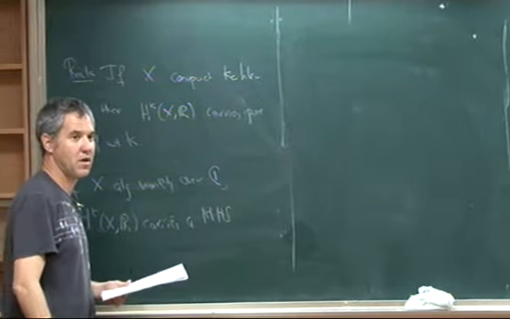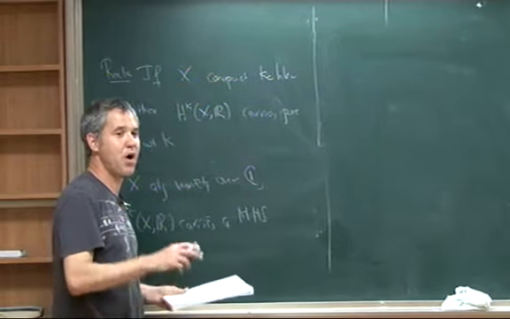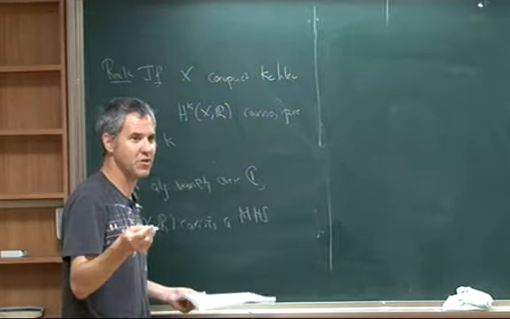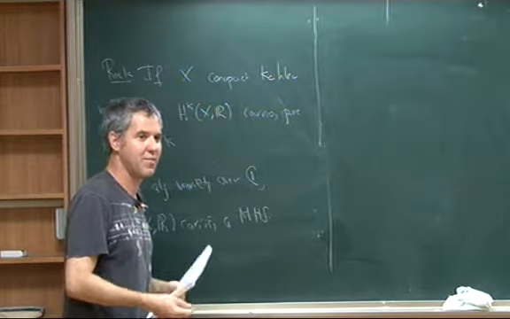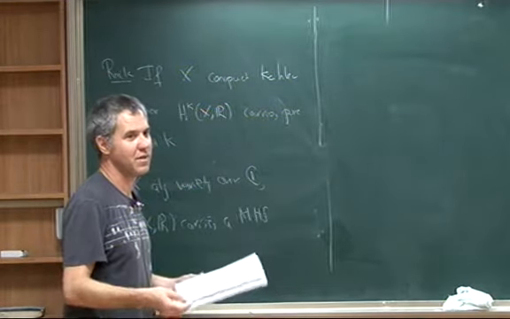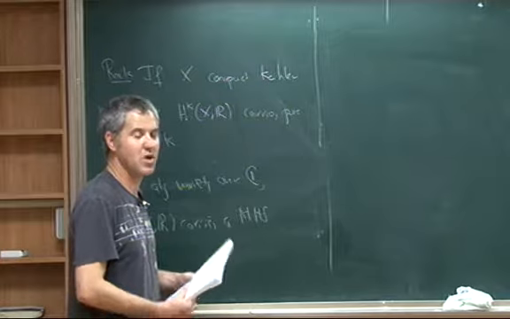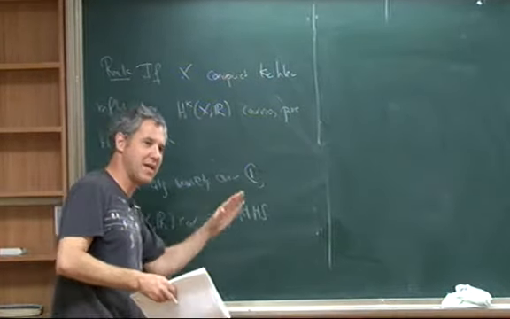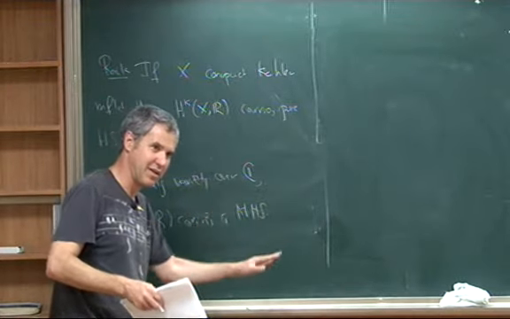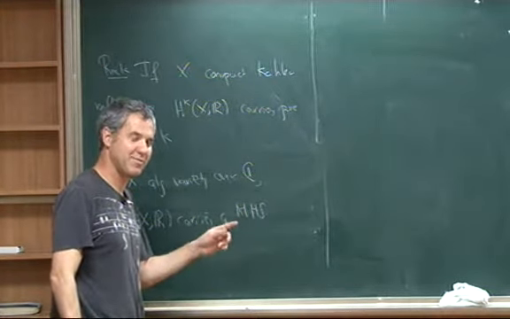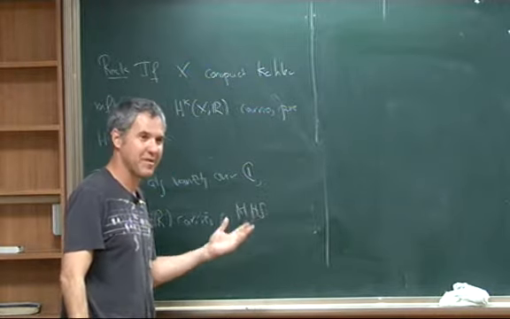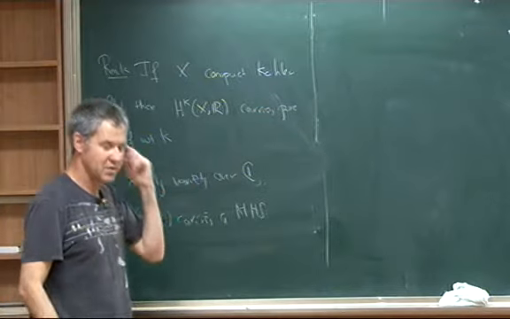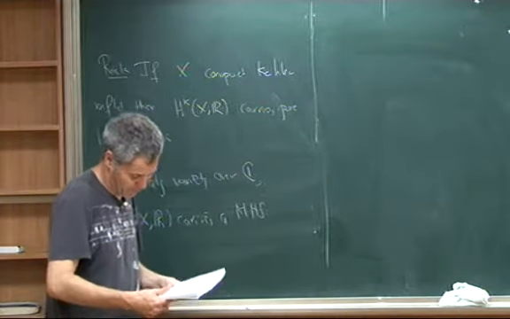Pure of weight K just means that VPQ is equal to 0 when P plus Q is not equal to K. Split means that it's a direct sum of pure things. Split just means that there's a bigrading. Maybe I'm going to say something more about that.